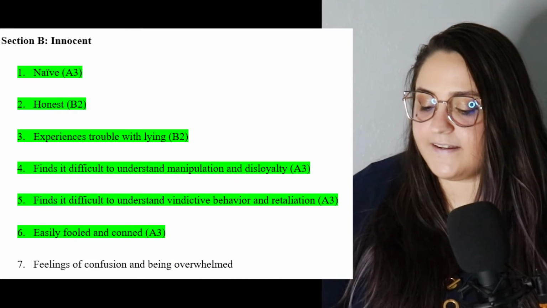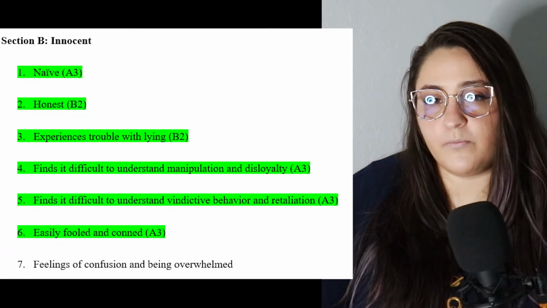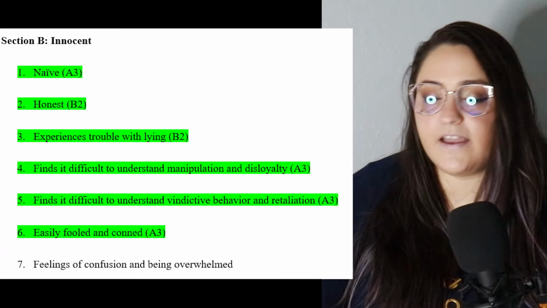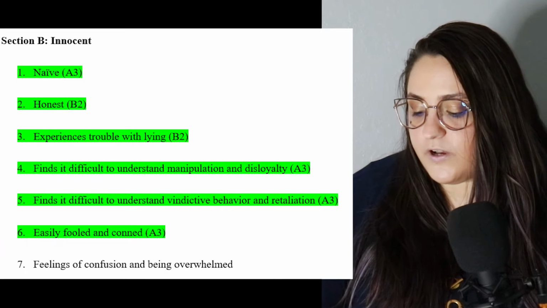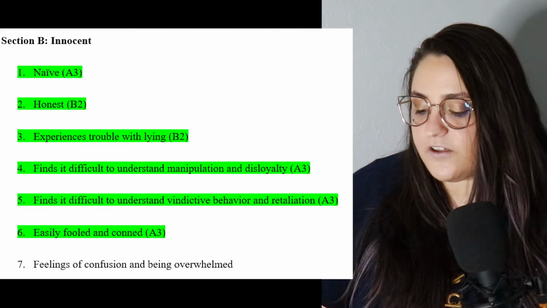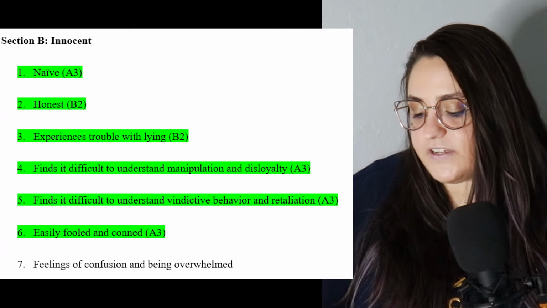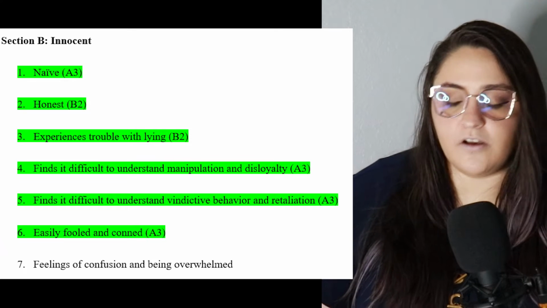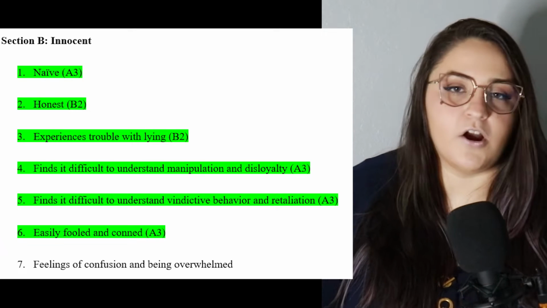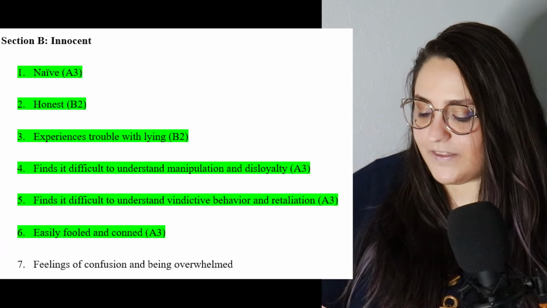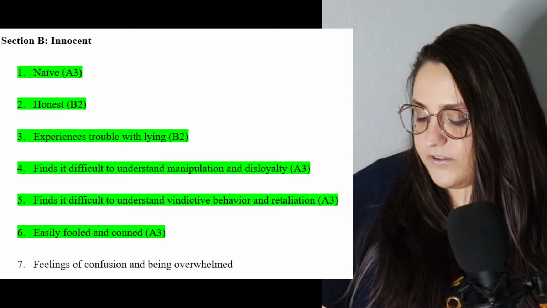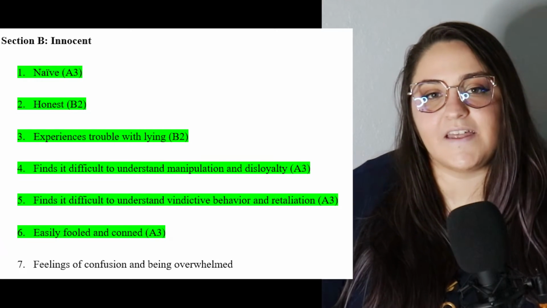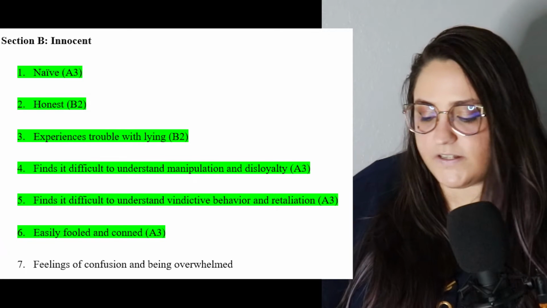Our section B on innocent, we have naive. I put that for A3, honest for B2, experiences trouble with lying, also under B2, finds it difficult to understand manipulation and disloyalty, under A3, finds it difficult to understand vindictive behavior and retaliation, also under A3, and easily fooled and conned, under A3. And these really kind of are describing similar traits within just using different words. Feelings of confusion and being overwhelmed wasn't really a specific thing that I could really say met any criteria.